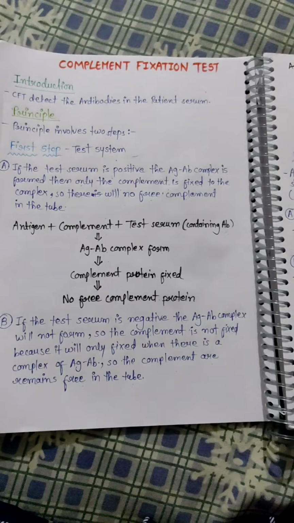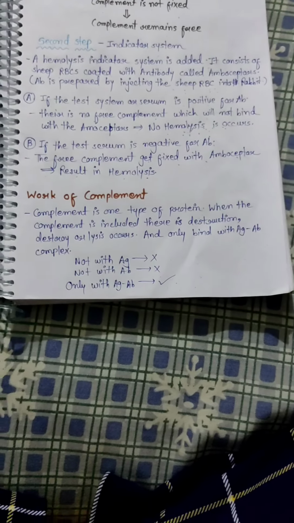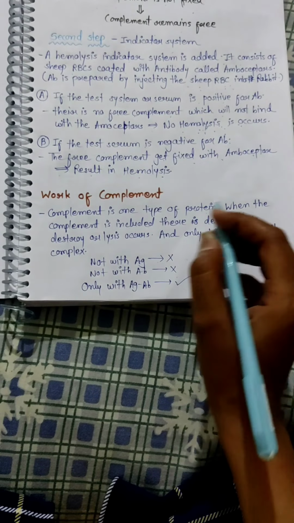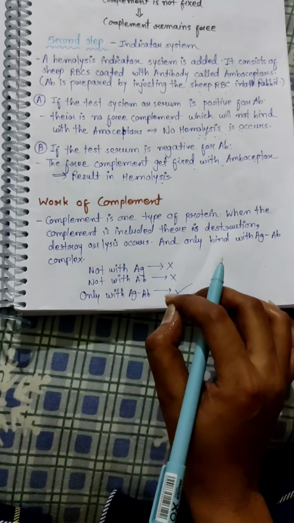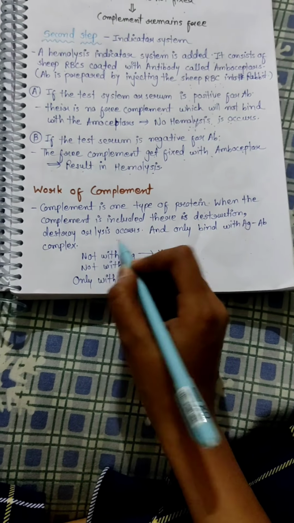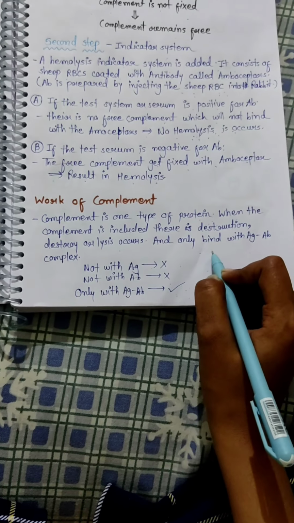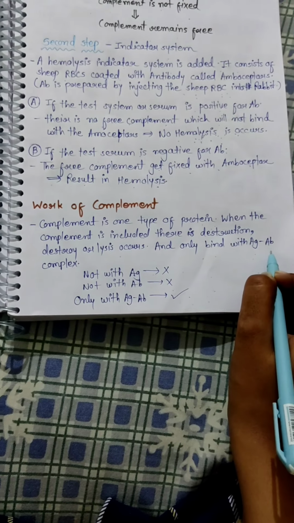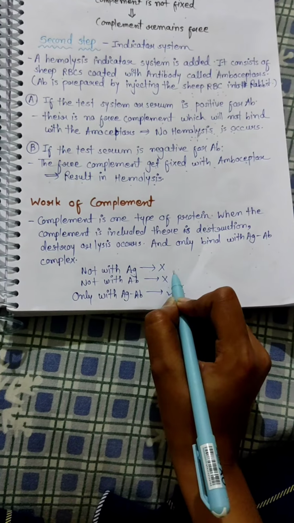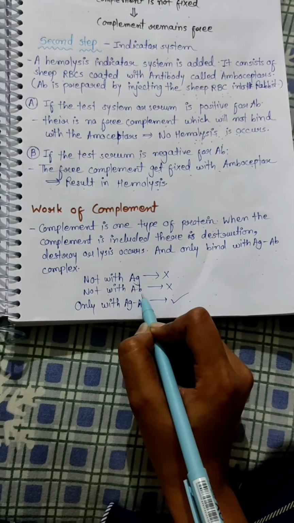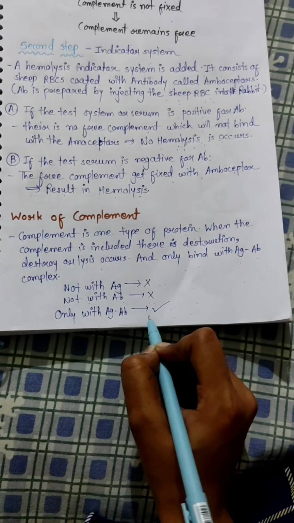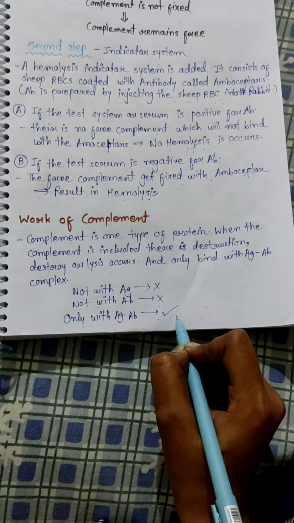Now, what is complement and what is the work of complement? Complement is one type of protein. When complement is involved in any process, destruction or lysis occurs. The complement is fixed only when there is an antigen-antibody complex. If there is individual antigen, the complement will not be fixed. If there is individual antibody, the complement will not be fixed. Only when there is an antigen-antibody complex will the complement be fixed.